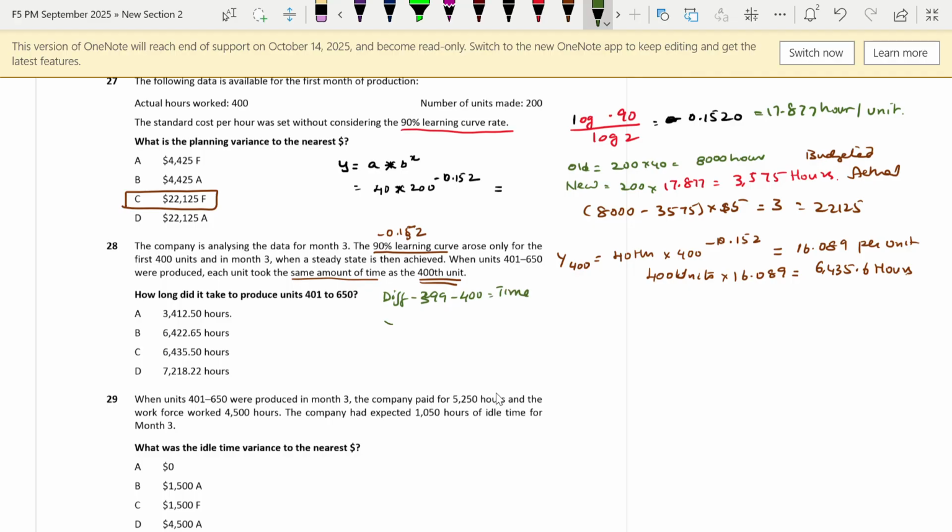First we have to calculate what? We have to calculate for 399, in the same way. How many hours are taken? 40 hours times 399 to the power of 0.152. How much will you get?